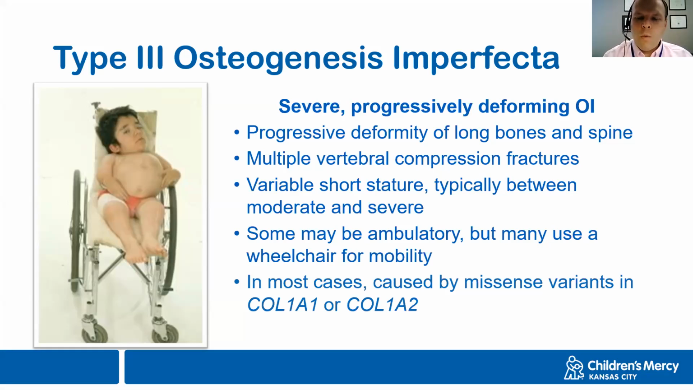And the variants that we find in type 3 OI can often be very similar to what we'll see in type 4 OI. It's not necessarily a difference in the type of variant. It can be a little bit of difference in, say, how conservative the substitution is, whether it's COL1A1 or 1A2. There can be some differences there, where it's located within the gene itself, because there's some variability in that as well. But in most cases, these are caused by missense variants in COL1A1 and 1A2.